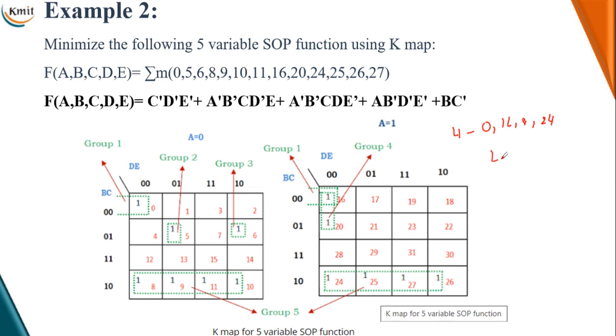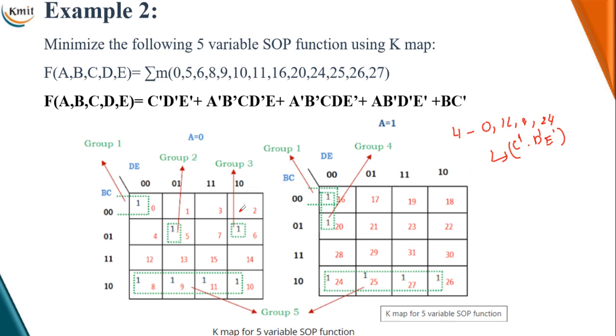Upon checking that, 0 and 8 have A as 0, and 16 and 24 have A as 1, so A is eliminated. Now B, C are 0, 0 and 1, 0, so C bar is my product term, and they belong to the first column, so hence D bar, E bar. So the first product term is C bar and D bar, E bar.